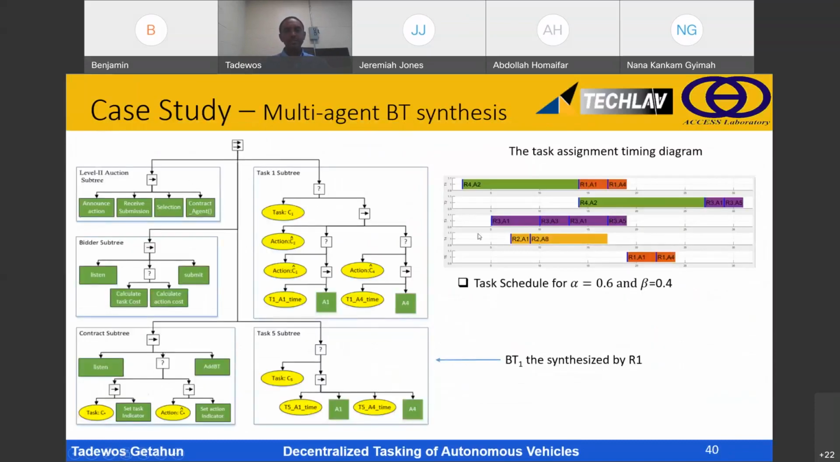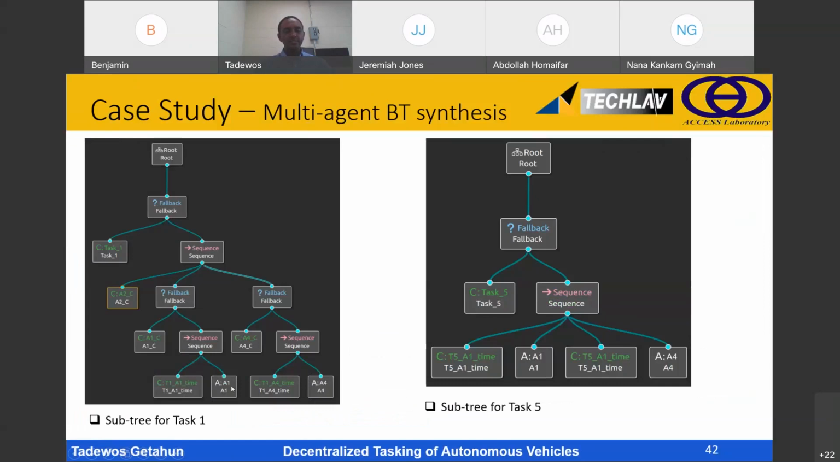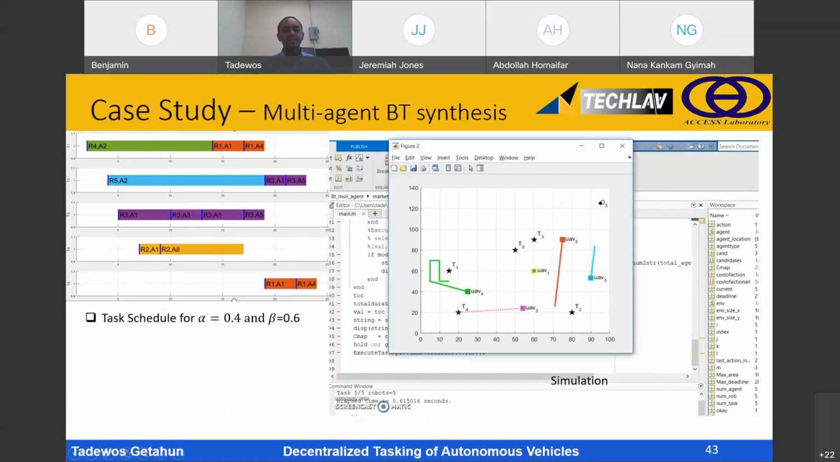And this is a behavior tree that is generated for the multi-agent system. The sub-behavior trees are the auctioning part, level 1, level 2, and the bidding, in the contract behavior trees. And this is the sub-tree for task 1 and for task 2. This is for the multi-agent system. I didn't perform the ROS implementation. I performed the MATLAB implementation.